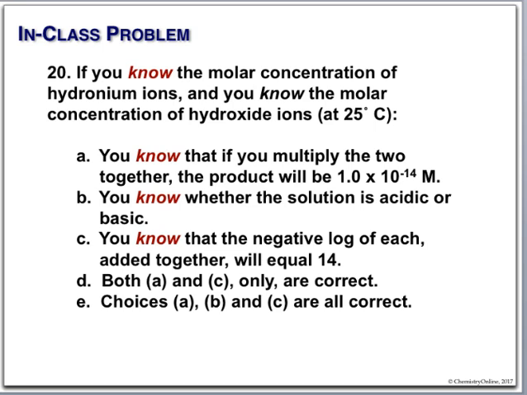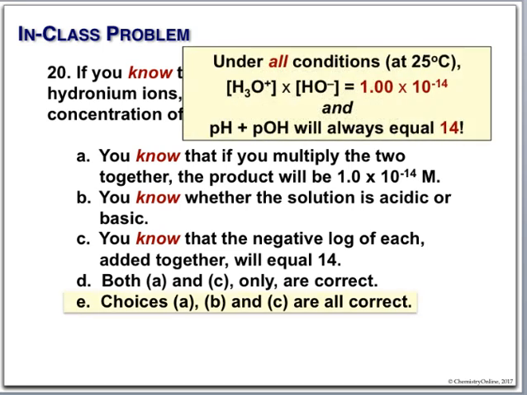Finally, the negative log of each added together is 14. What is the negative log? That's the pH and pOH, isn't it? And we just did that. pH plus pOH is always equal to 14. So A, B, and C are all correct. Hydronium times hydroxide is 10 to the minus 14. pH plus pOH is always 14.